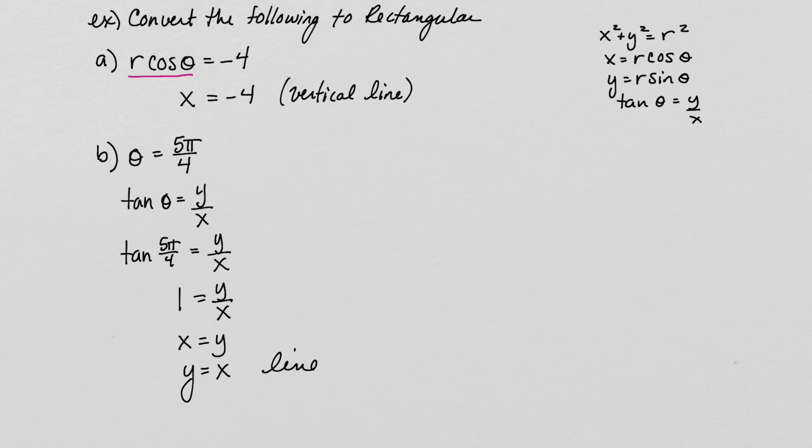So anytime all you're given is an angle, theta, in terms of polar coordinates, you're really just dealing with a line. If you just have theta equals some number, you're basically talking about a straight line. Questions so far?